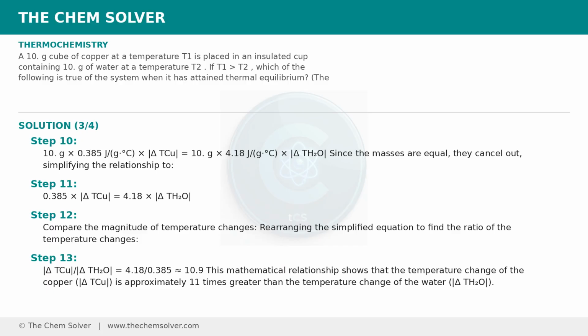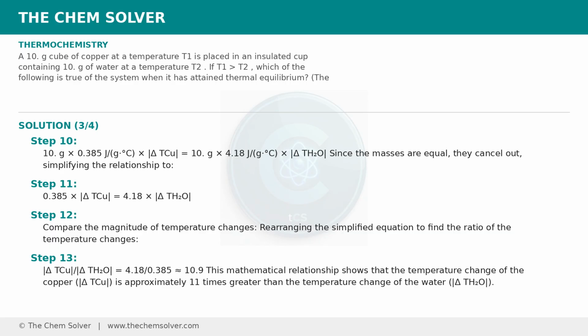10 g times 0.385 J/g·°C times ΔT_Cu equals 10 g times 4.18 J/g·°C times ΔT_H2O. Since the masses are equal, they cancel out, simplifying the relationship to 0.385 times ΔT_Cu equals 4.18 times ΔT_H2O.